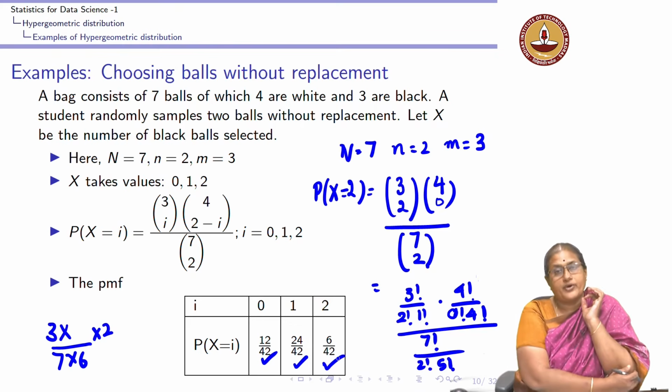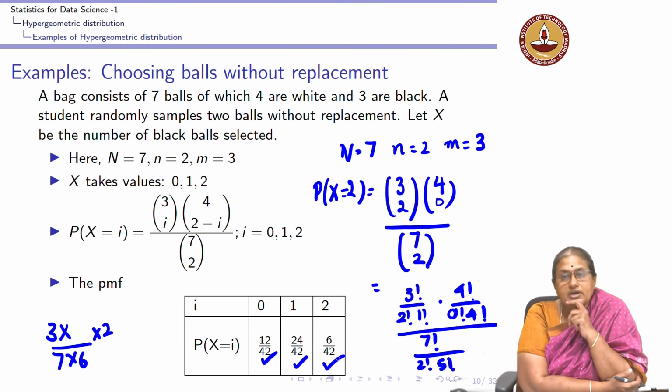So, the key point to notice is when we talk about a hypergeometric distribution, we need two things. One is my trials are not independent and the probability of success is not the same for each trial.